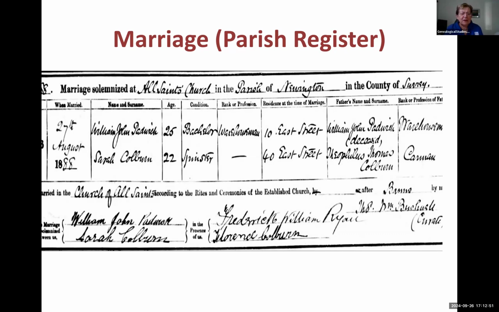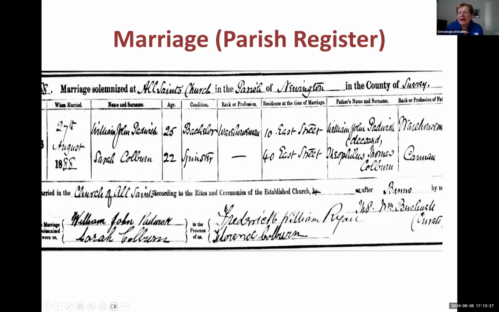And he was a carman. So I've got the signatures of William John Padwick and Sarah Coburn. And the witnesses, always look for the witnesses on a marriage certificate. I've got Frederick William Ryan, I don't know who he is. And there's Florence again, the beloved sister of Sarah, Florence Coburn, as one of the witnesses. So that certainly looks like my Sarah Coburn, my great grandmother, but she's marrying William Padwick.